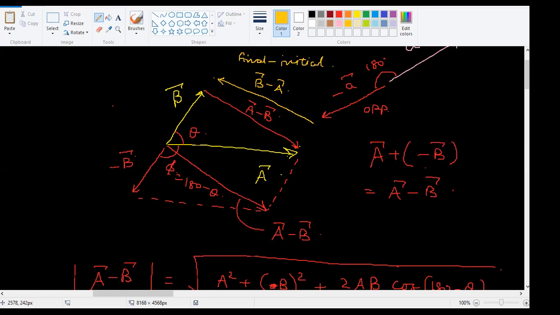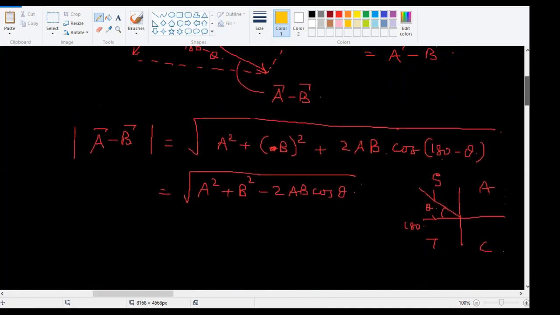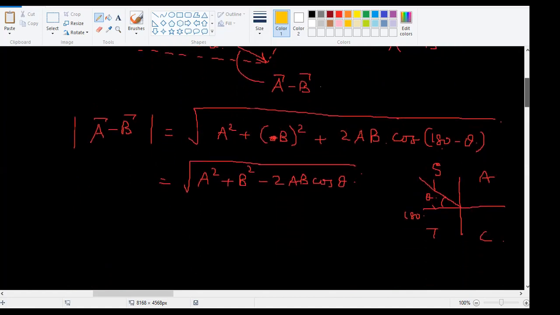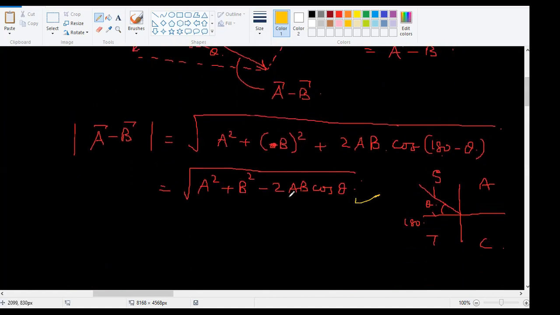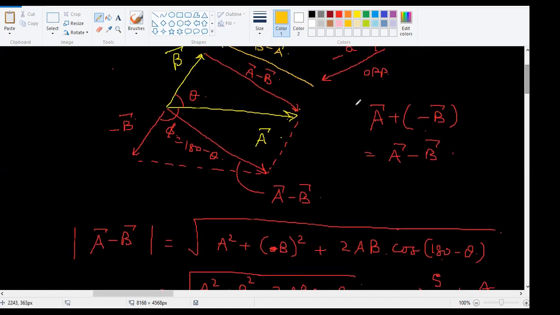So I gave you how to find the magnitude here. A minus B, this is the formula. The only thing is, instead of plus, you will be getting a minus. How to find the angle between this and this? So let's say this is my alpha.